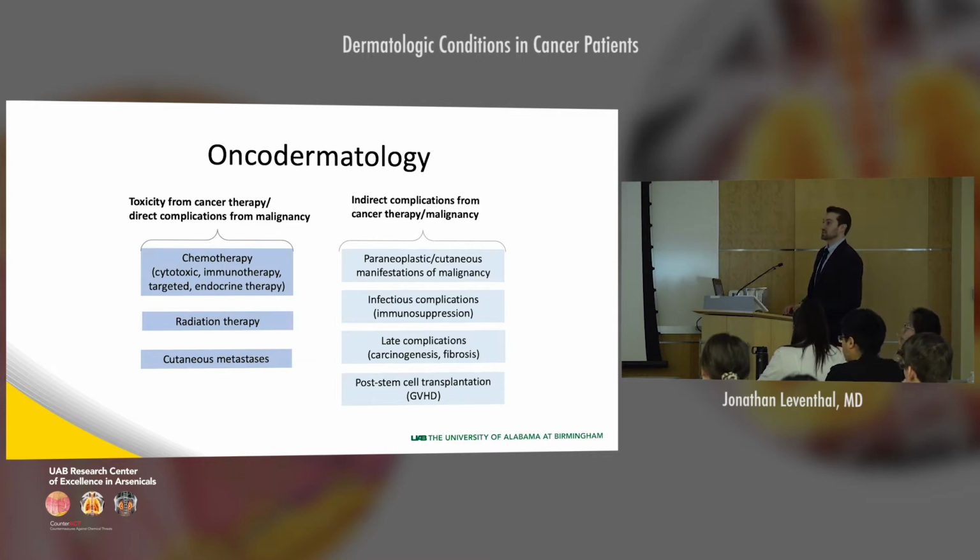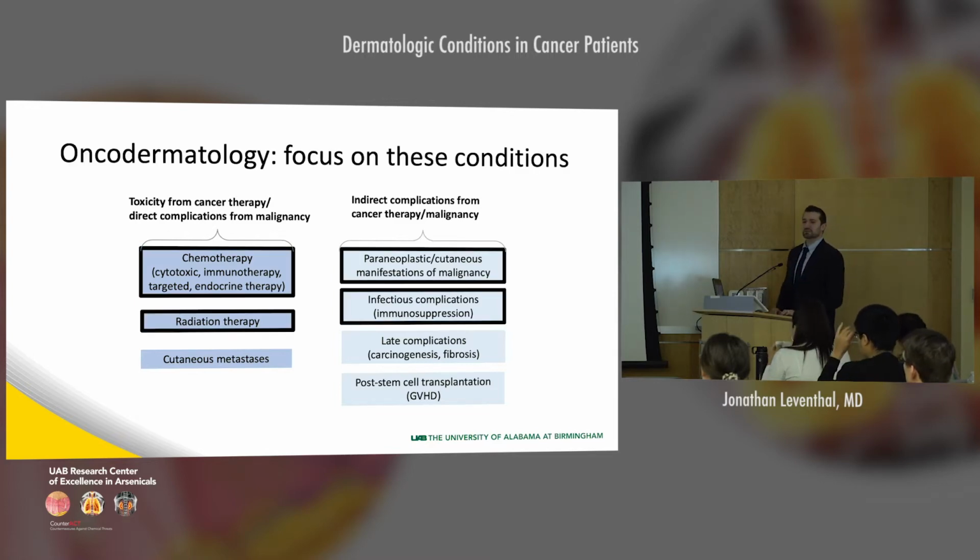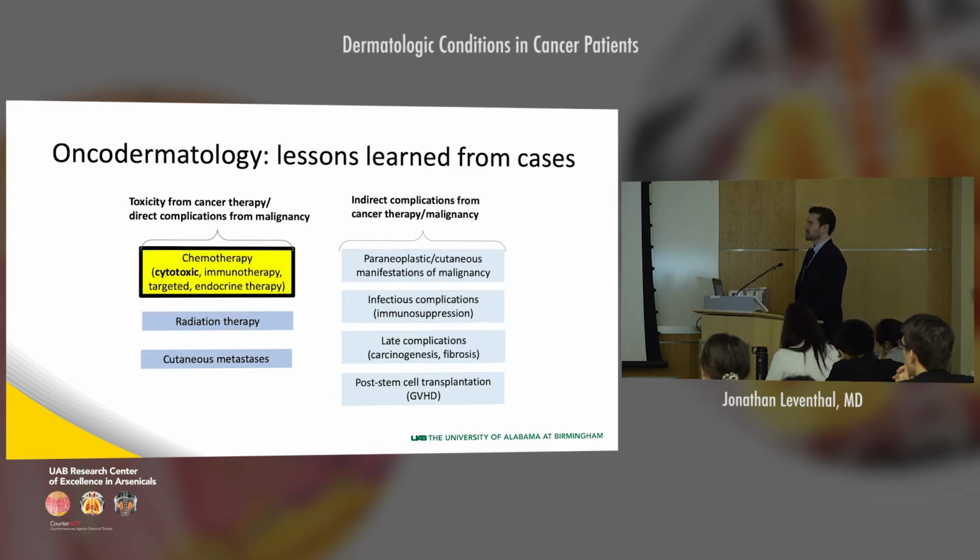But as you'll see, there's also many different kinds of problems that can arise and complications in patients with cancer, including skin manifestations of malignancy, paraneoplastic dermatoses, infectious complications in the setting of immunosuppression, and even late complications years later, including cutaneous carcinogenesis and fibrosis, not to mention graft versus host disease. So in the interest of time, I'm going to focus on these 4 conditions, and I'm going to highlight different cases that review them. And so we'll start off with a case of toxicity from cytotoxic chemotherapy.